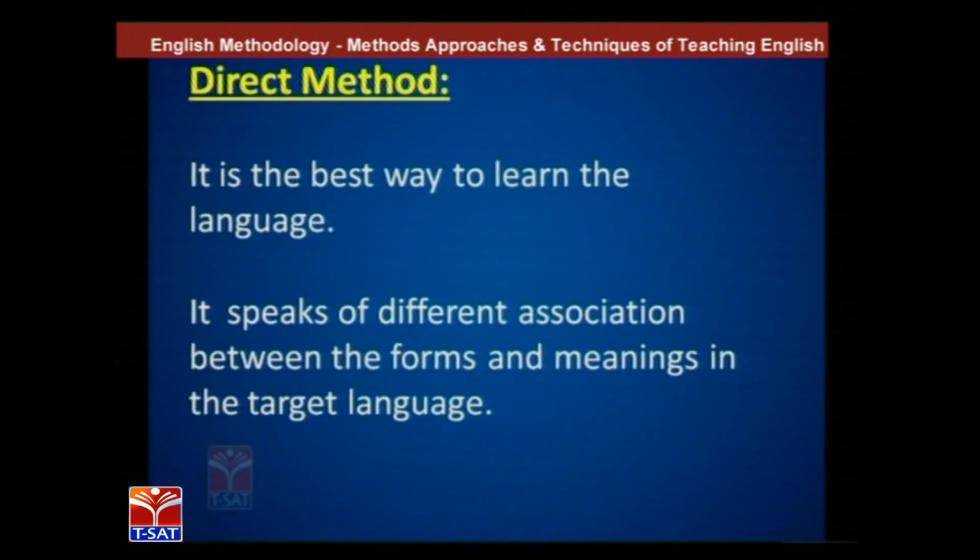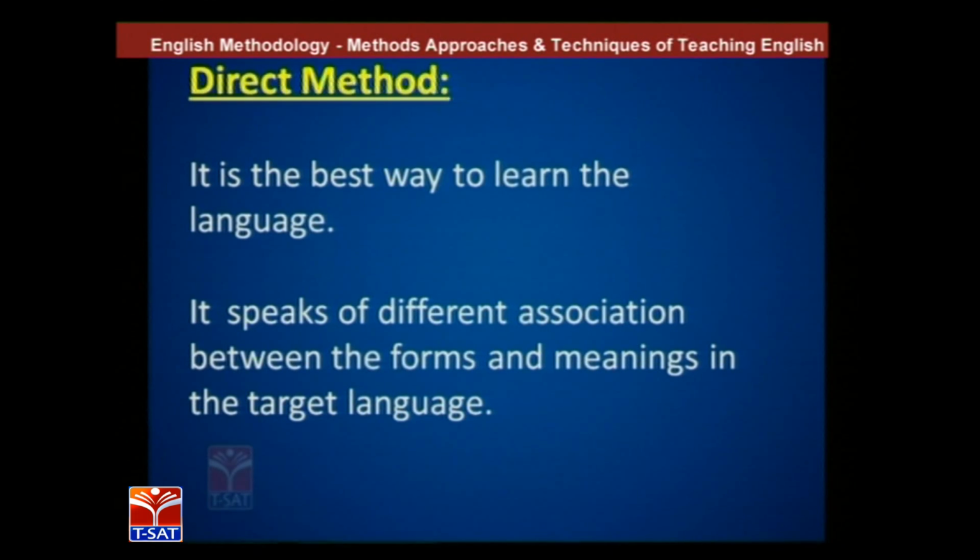Coming to the next method, the direct method. It is the best way to learn the language. In the grammar translation method, we take help of the mother tongue, so the child may not know the seriousness of the language. Just as they learn the mother tongue, they will feel that English learning is similar, because here they depend mostly on the mother tongue. Taking help of the mother tongue may not make the learner serious about learning the language, especially English.